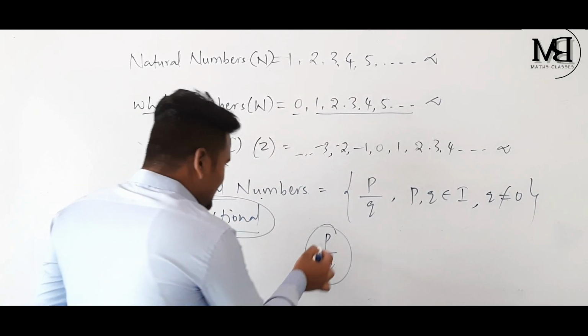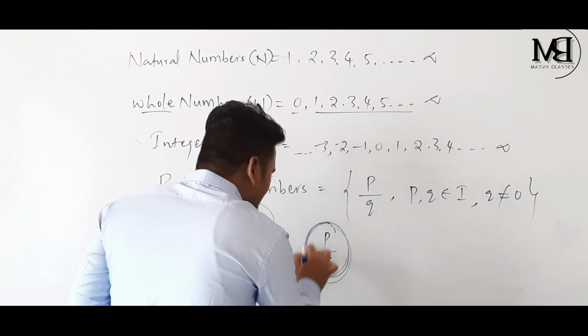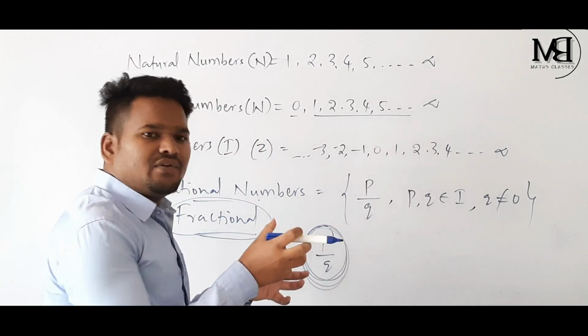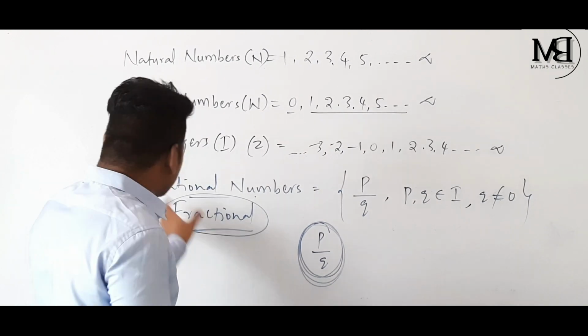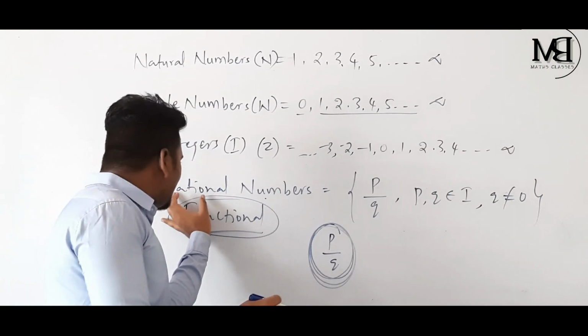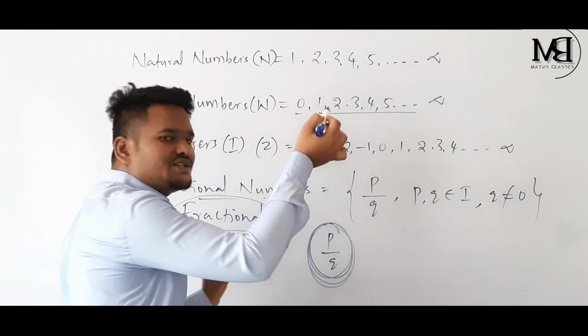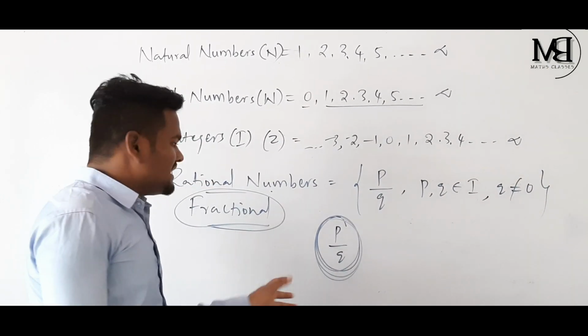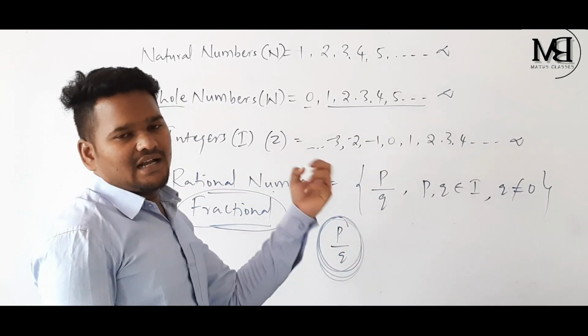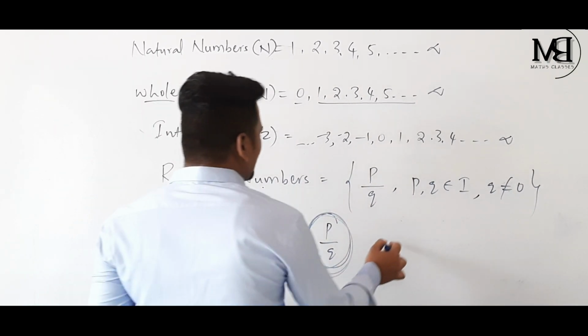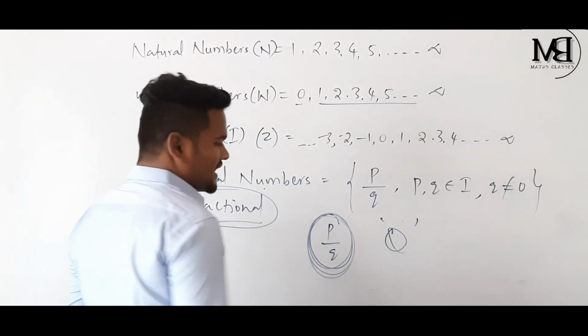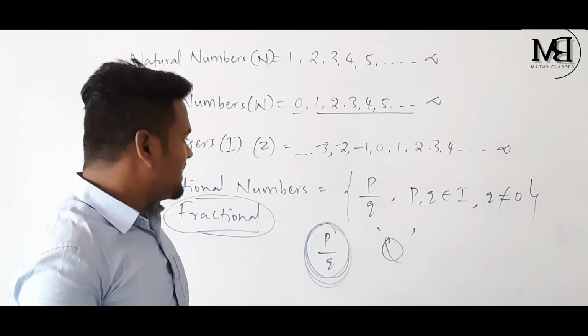And see children, this p by q can also be seen in the view of ratio. So actually the word rational comes from the word ratio. And see children, these rational numbers are denoted by capital Q.